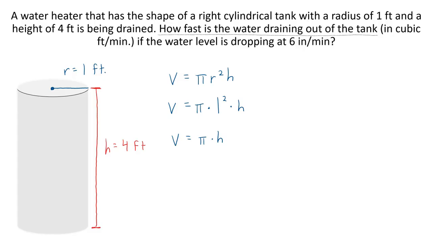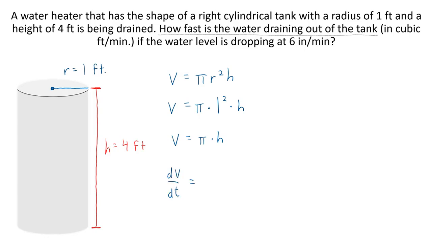So our volume formula is pi times h. And remember, pi is a constant. Now this is a static formula. This formula will give me the volume of water in the tank if I know how high the water level is. But we need to change this into a rate of change equation, not just a static equation. How do we do that? We differentiate both sides with respect to time.